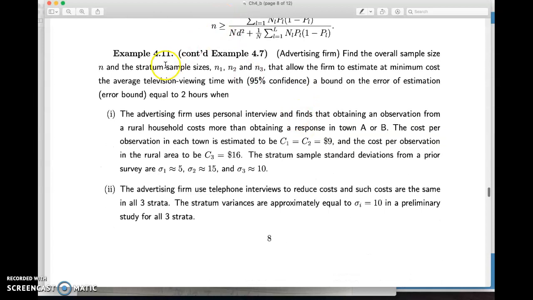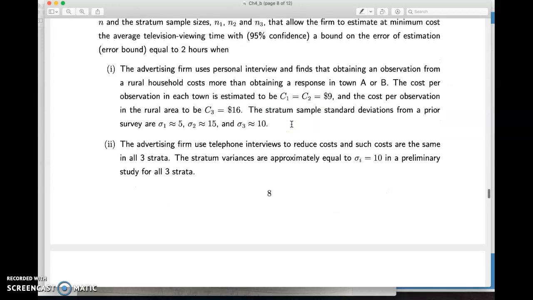Let's look at example 4.11. Find the overall sample size n and the allocations under the following situation. We are given the bound of error of estimation equal to 2 hours for Y bar, the average hours of watching TV, at 95% confidence. Part 1: an advertising firm uses personal interviews, and they found that the costs for town A and town B are equal, $9, but the rural area is $16. They have different variances.